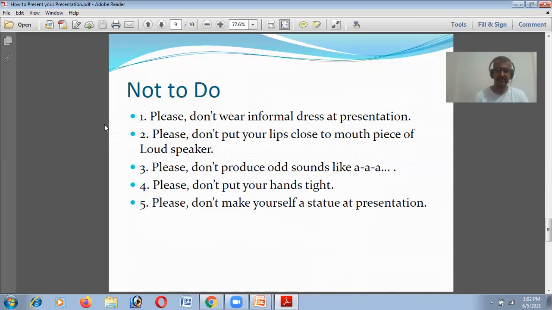So don't put your hands in the pockets of your coat or pant, and don't make yourself a statue. If you present in such a way that moderate movements of hand, moderate movement of eyes, and also moderate movement of your head will make your presentation lively. If you do not move your mouth, your hand, your head, that will be a statue-like presentation. So don't do this.